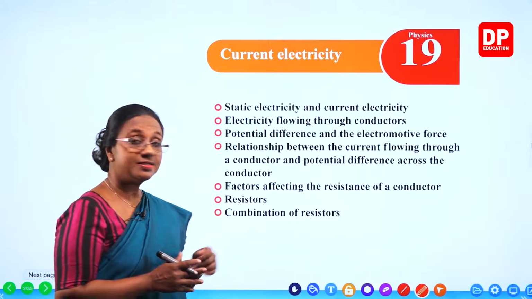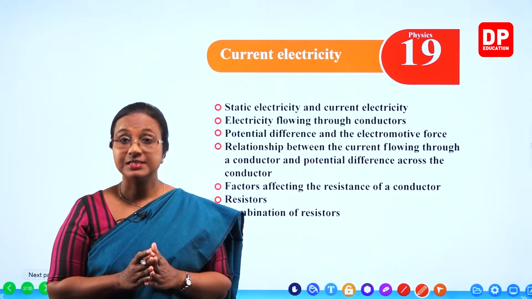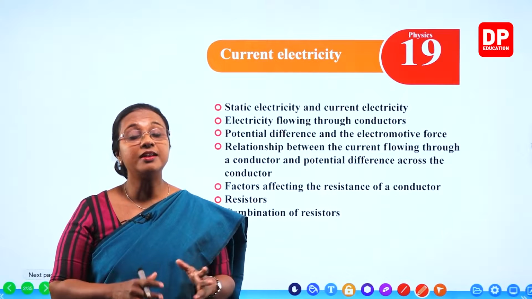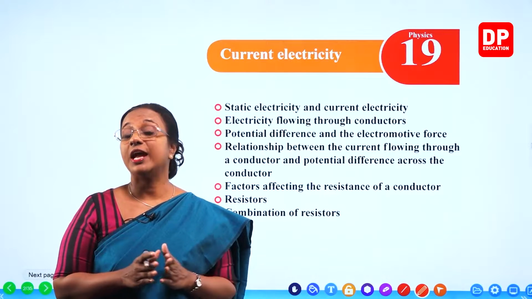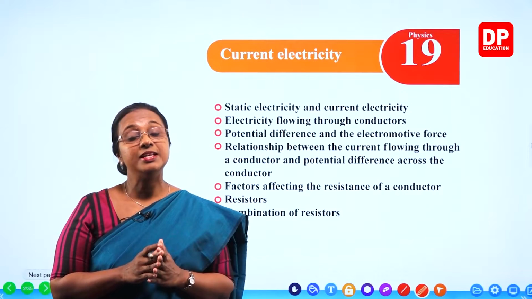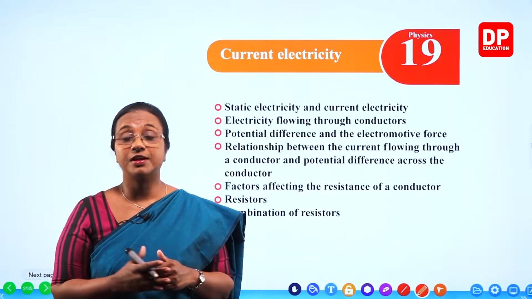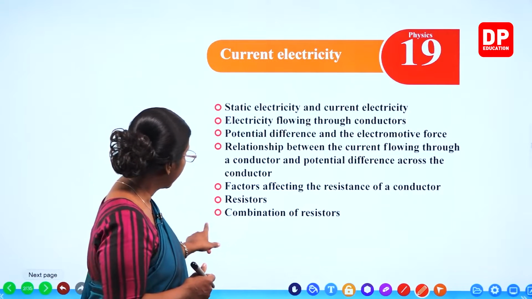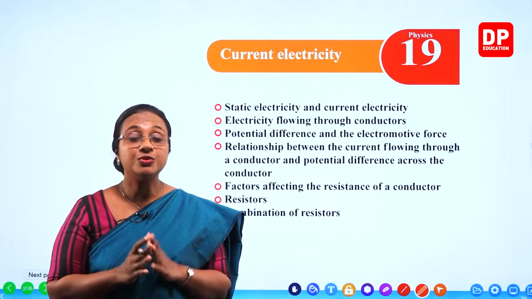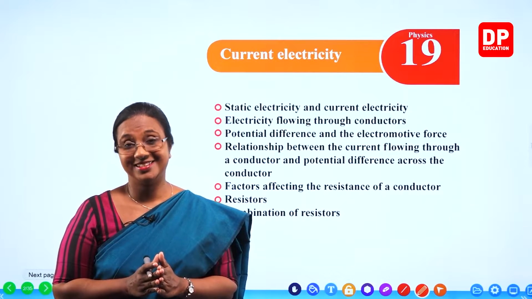Then the next one is resistors. In order to control the current flowing through a circuit, we can use resistors. So to reduce the current or adjust the current, you can use resistors. And these resistors are available in different forms and also they can be connected in different forms. So that is where we consider the combination of resistors. So those are the contents of this lesson, students. Now we will move on to the lesson.